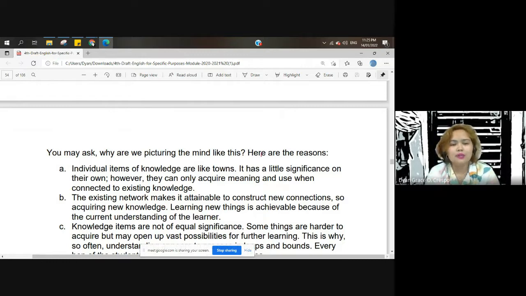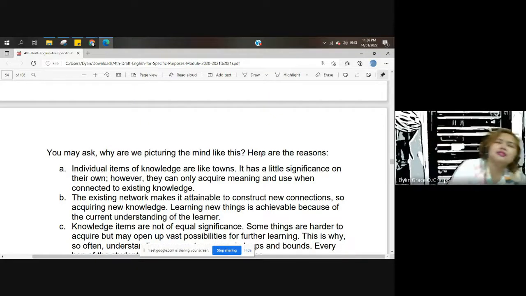Now, why are we picturing the mind like that? Here are the reasons. Individual items of knowledge are like towns. It has little significance on their own. Pero, they can only have acquired meaning and is used when they are connected with the existing knowledge. For example, meron kayo nalaman na idea. Kapag yung idea na yon ay wala namang magagawa sa inyo, wala, nothing interesting, mawawala siya. Parang makakalimutan niyo siya. Pero 'pag they're very interesting, it will stay.